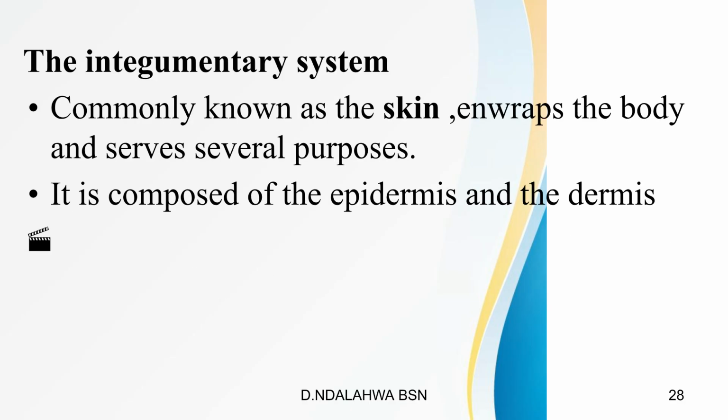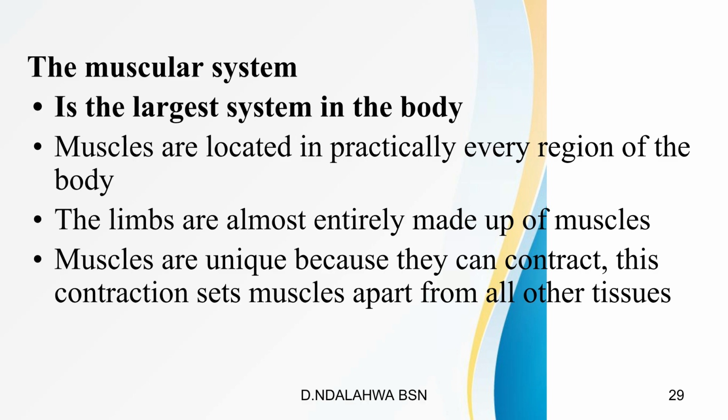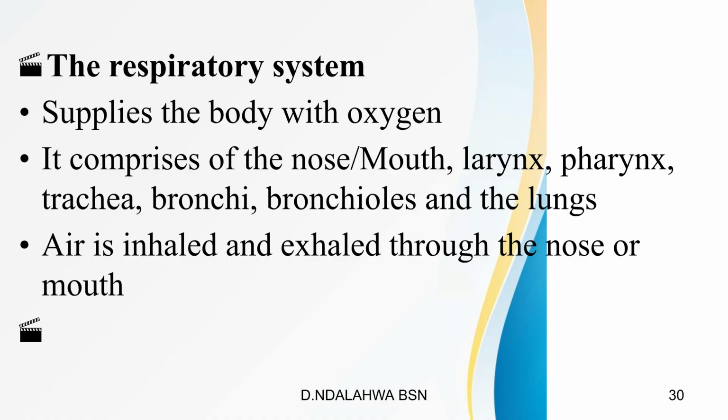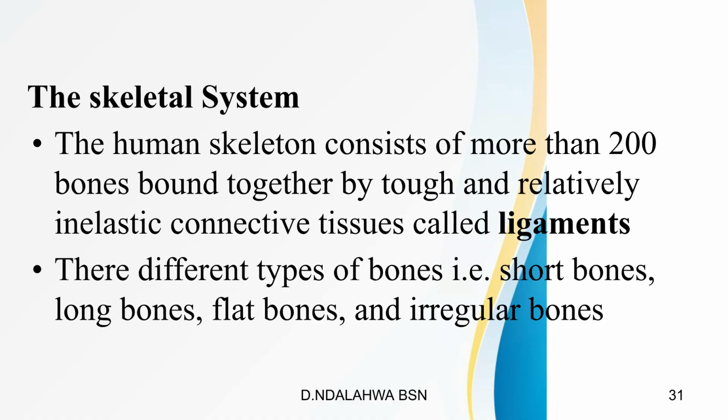The integumentary system, commonly known as the skin, enwraps the body and serves several purposes. It is composed of the epidermis and the dermis. The muscular system is the largest system, with muscles located in almost every region, including the limbs. Muscles are unique because they can contract, setting them apart from other tissues. The respiratory system supplies the body with oxygen. It includes the nose, mouth, larynx, pharynx, trachea, bronchi, and lungs, facilitating the inhalation and exhalation of air. The skeletal system consists of over 200 bones bound by ligaments. Bones are classified into short, long, flat, and irregular types.